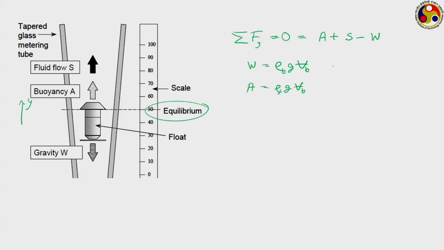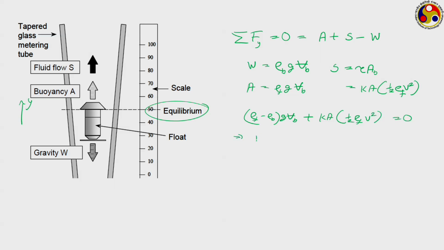And what about this S? S is the drag force. Now, it will refer to the shear stress into the area of the float. And how can we get the shear stress? Shear stress can be written as a certain constant K times half rho F V square, where V is the velocity of the fluid, and of course rho F is the fluid density. So, if we put all these forces together, then we can write that (rho F minus rho B) into g V B plus K A B into half rho F V square is equal to 0.